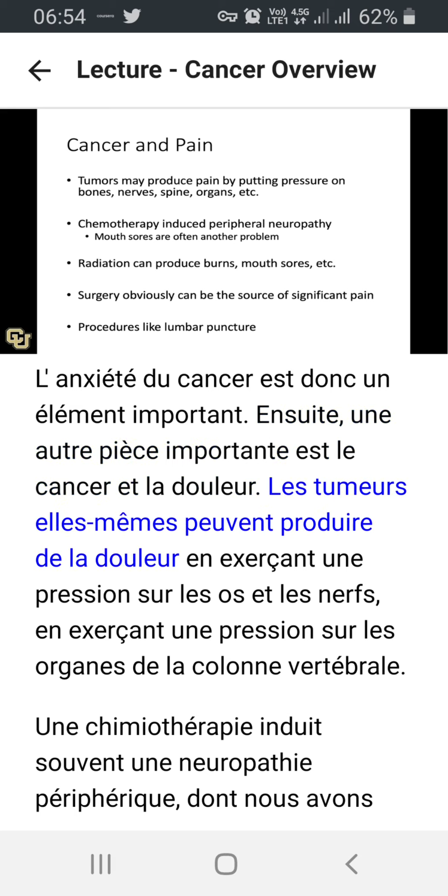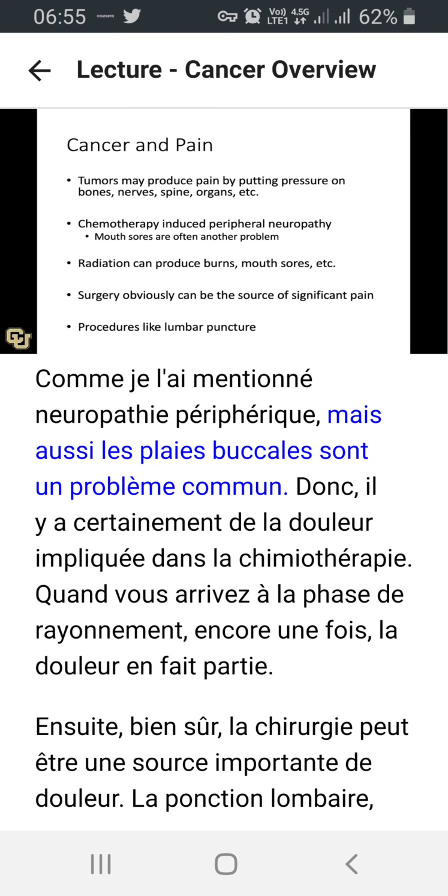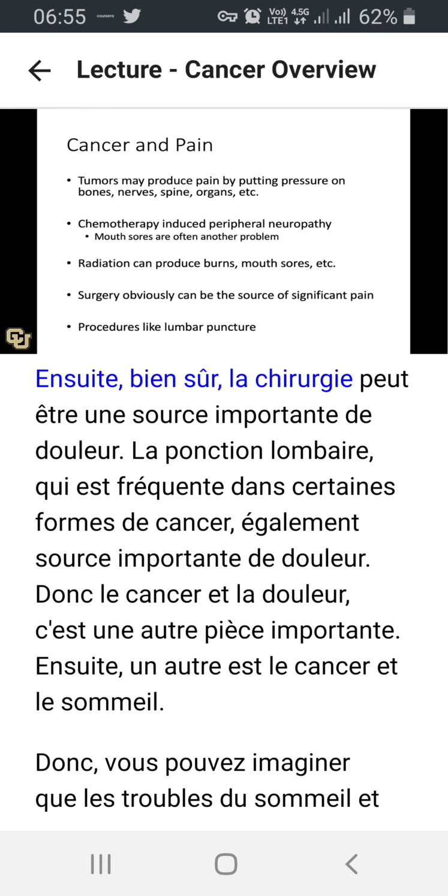The tumors themselves can produce pain by putting pressure on bones and nerves, by putting pressure on the spine and organs. Chemotherapy often induces peripheral neuropathy, which we've talked about before in the context of type 2 diabetes. But basically, there are a whole slew of issues that go along with chemotherapy, as I mentioned, peripheral neuropathy, but also mouth sores are a common problem. So there's definitely pain involved with chemotherapy. When you get to the radiation phase, once again, pain is a part of that. And then, of course, surgery can be a significant source of pain. Lumbar puncture, which is common in some forms of cancer, is also a significant source of pain. So cancer and pain, that's another important piece.